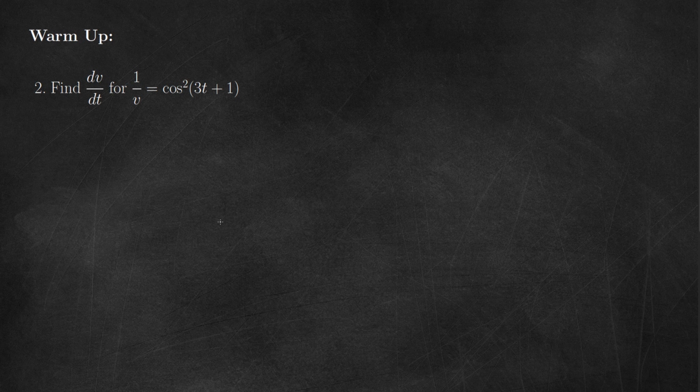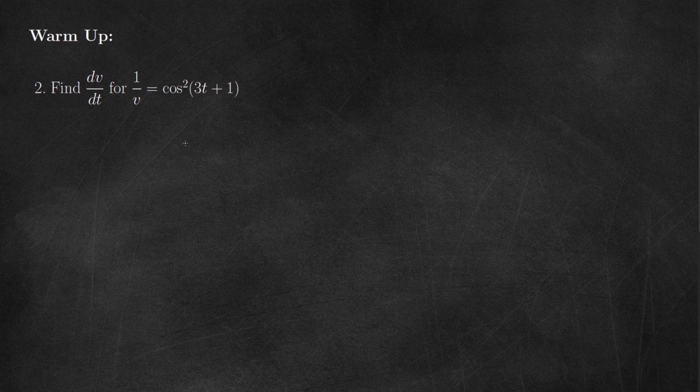Number 2, find dv/dt for 1 over v equals cosine squared of 3t plus 1. So again, we have a choice to make here. How much do we want to simplify before we start taking our derivative? I could just leave my equation the way it is and take the derivative implicitly. I would take the derivative of 1 over v, and then on the right I would use chain rule. This is actually a double chain rule problem to get the derivative of cosine squared of 3t plus 1.